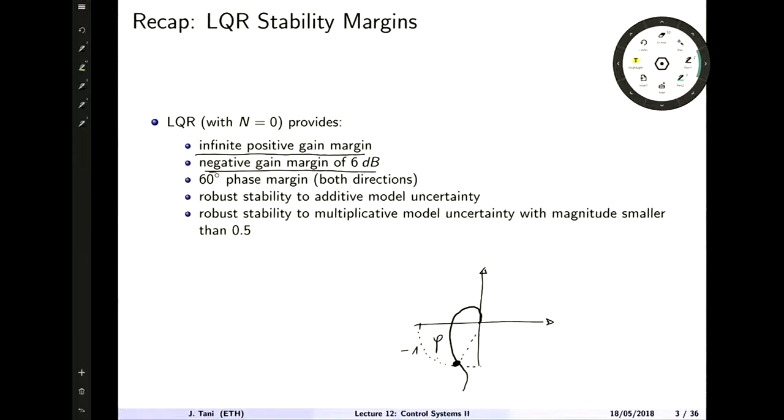We also saw, I think it wasn't proved, but we saw that robust stability to additive model uncertainty and robust stability to multiplicative model uncertainty is present with LQR. So LQR in itself is a very good design method.